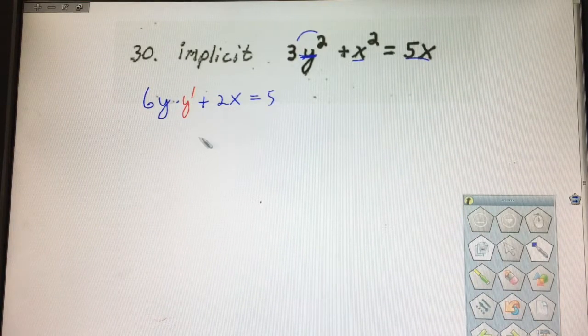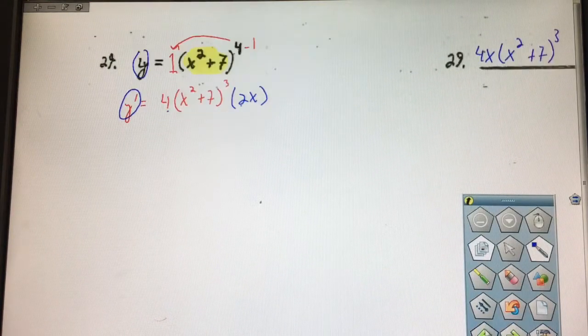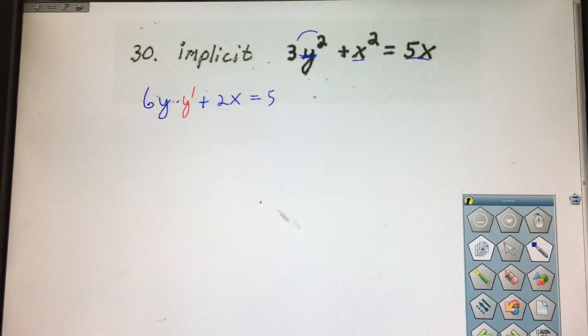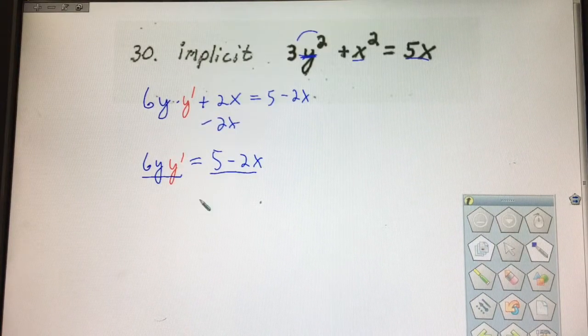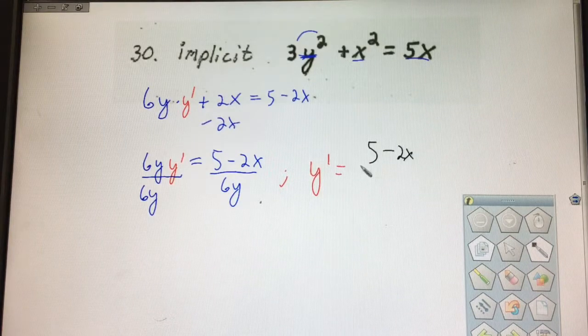Now, all I want to do is solve this for y prime. Most of the time when we did it formally, notice we got y prime equals. So I want to get this to y prime equals. So I'm going to minus 2x from both sides. This is going to give me 6y times y prime equals 5 minus 2x. And then I divide both sides by 6y. And my final answer is going to be y prime equals 5 minus 2x all over 6y. And that is my final answer.